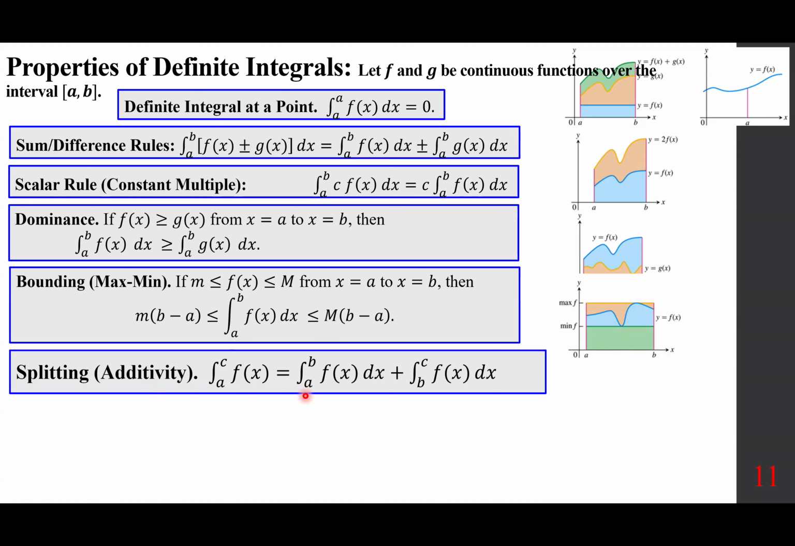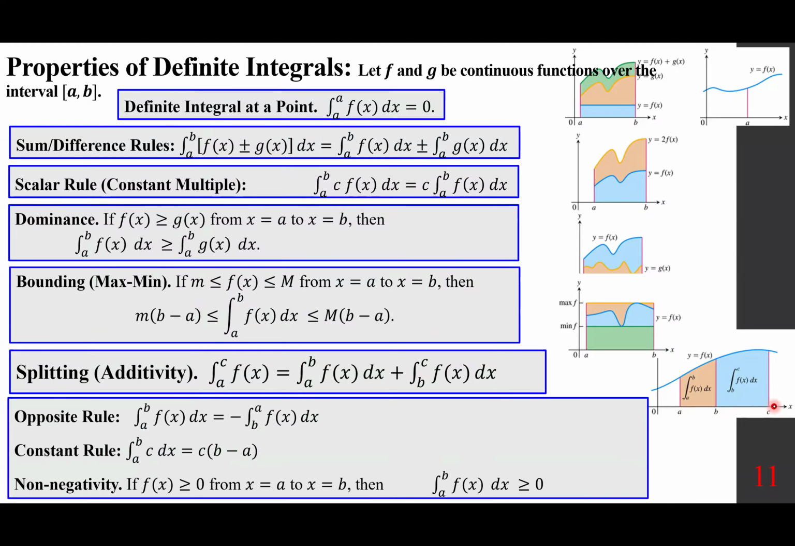Splitting, additivity. The integral of a to c f of x dx is the integral of a to b f of x dx plus the integral of b to c f of x dx. In other words, go from a to b, evaluate from b to c, add them up, and it's the same as evaluating directly from a to c. Opposite rule. The integral of a to b f of x dx is the negative of the integral of b to a f of x dx because delta x becomes negative now. The integral of a to b c dx is c times b minus a. It's just because c is what? It's just the horizontal line. And if f is larger than or equal to 0, from x equals a to x equals b, the integral of a to b f of x dx is larger than or equal to 0.